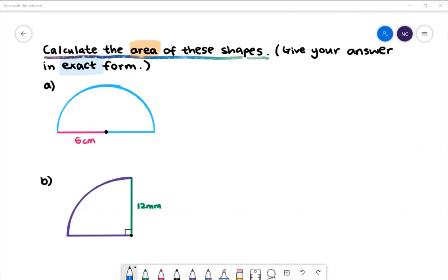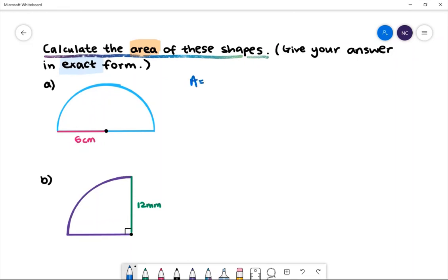In A, we have a semicircle of radius 6. To calculate the area of a semicircle, we need to half the area of a circle. So the area formula becomes half pi r squared. Substitute r as 6 centimeters. We want the answer in exact form, so we need to evaluate 6 squared, which will be 36. The 2 remains in the denominator, pi. The answer in exact form will be 18 pi centimeters.